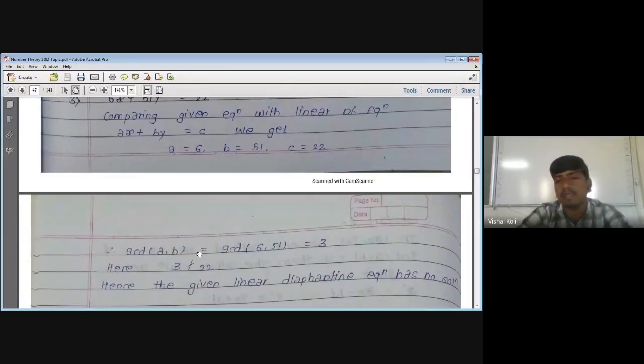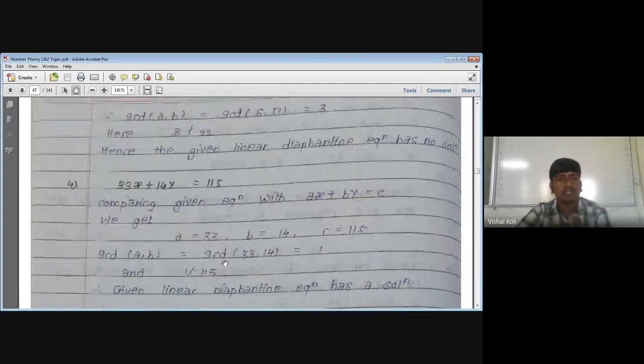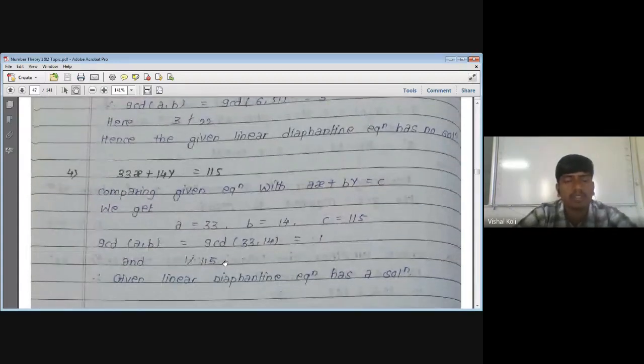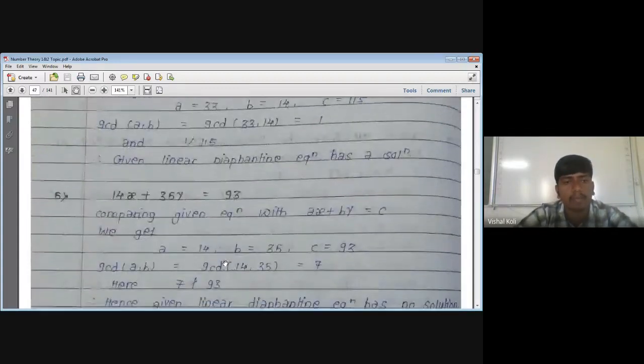That is, p implies q and q implies p, so p is implied by and implies q. As p implies q and the negation of q implies the negation of p, here d does not divide c, which implies the linear Diophantine equation has no solution. Now similarly we have to check for these examples, depending on this theorem.